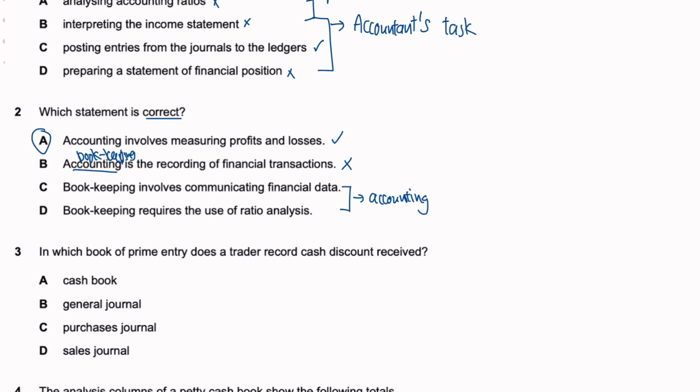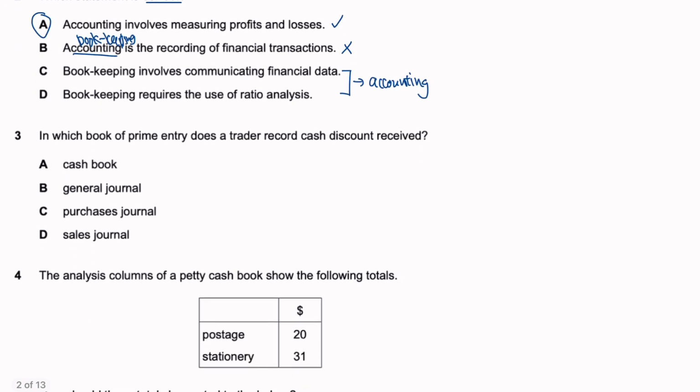Okay, so moving on, question 3. In which book of prime entry does a trader record cash discount received? Okay, so in total we have books of prime entry: cash book, sales journal, purchases journal, sales return journal, purchases return journal. We have general journal and petty cash book.